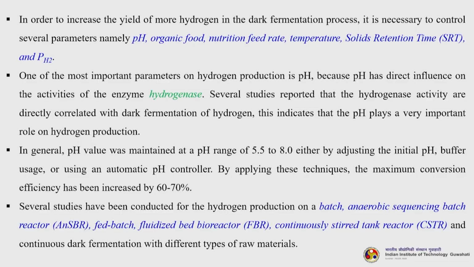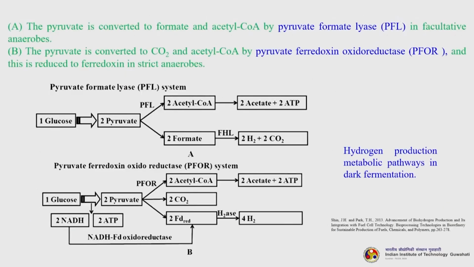Several studies have been conducted on hydrogen production using a batch reactor, anaerobic sequencing batch reactor, fed batch reactor, fluidized bed reactor, and continuously stirred tank reactors, and continuous dark fermentation with different types of raw materials. Extensive studies have been reported. So, those who are interested to learn more about dark fermentative biohydrogen production, please look for the literature. So, we will explain the hydrogen production metabolic pathway in dark fermentation.